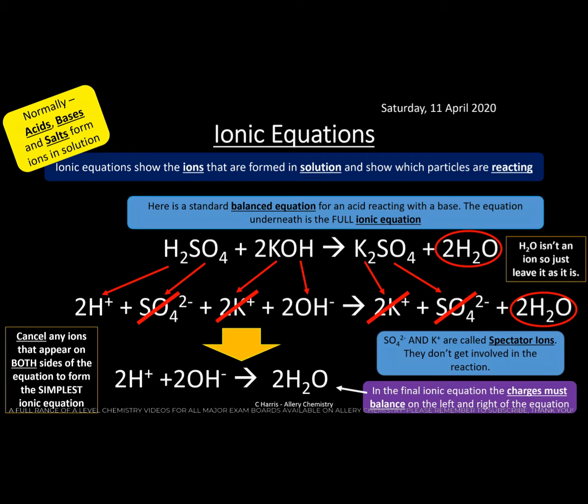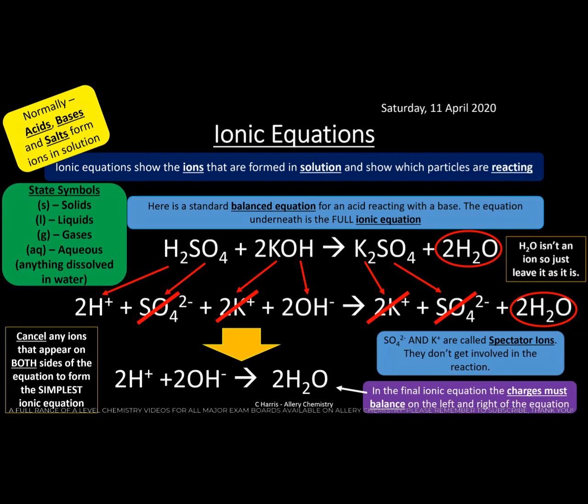The final ionic equation must balance. So you can see here that it does. We've got 2 hydrogens there, that's 4 hydrogens. That means we've got 4 hydrogens there, and we've got 2 oxygens, and again 2 oxygens there, so it must balance still. You might see state symbols as well.